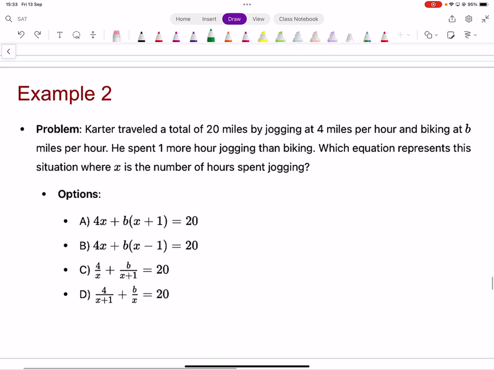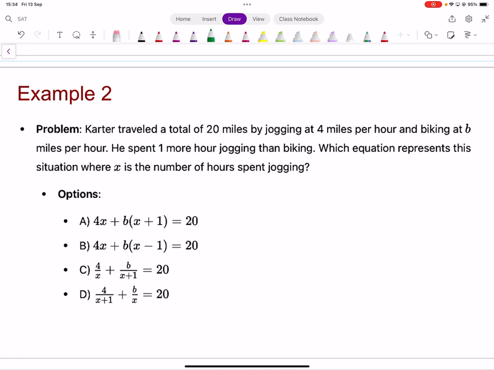Alright, let's have a look at another type of problem. Carter traveled a total of 20 miles by jogging at 4 miles per hour and biking at b miles per hour. He spent 1 more hour jogging than biking. Which equation represents the situation where x is the number of hours spent jogging? Now they've already given you the variable themselves, right? X is the variable. So that's kind of the starting point for you. You have to make an equation using x.